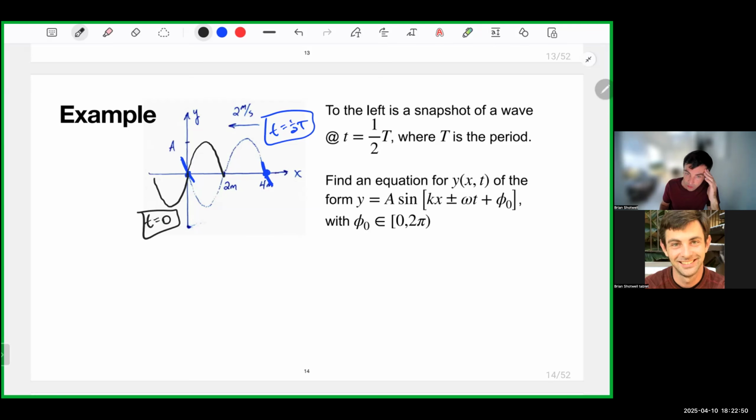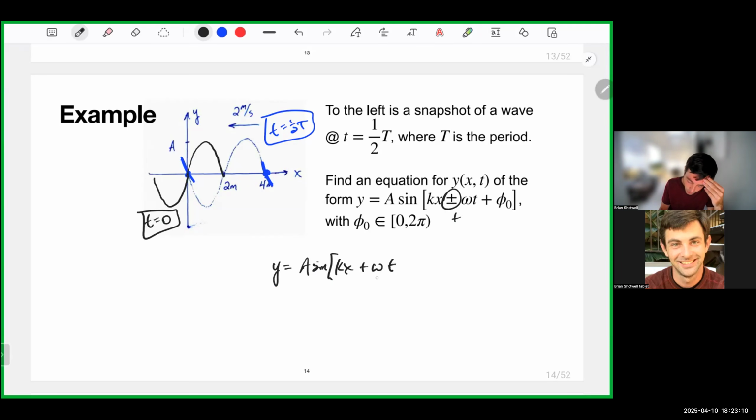So at t equals 0, this wave just looks like a sine. So in terms of y equals a sine of, so it's going to be kx plus omega t, this has to be the plus because the wave is moving in the minus x direction, or to the left. So it's plus omega t.